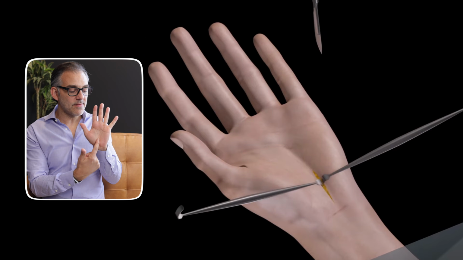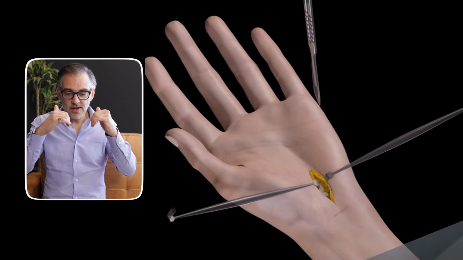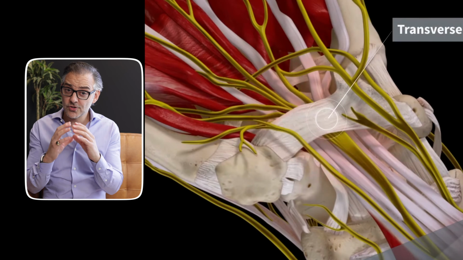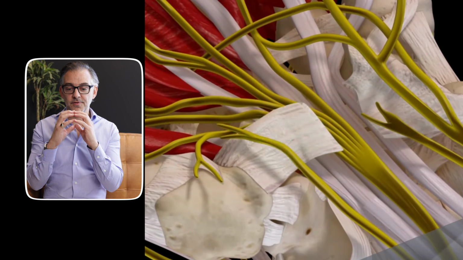carpal tunnel releases open. What that means is I make an incision in the palm, kind of like right here in the middle of the base of your palm from about here to here, and I go straight down. I go down to what's called the transverse carpal ligament. It's the roof of the carpal tunnel, and I simply release it. And I also make sure that everything's released around it and around the nerve that I can visualize.